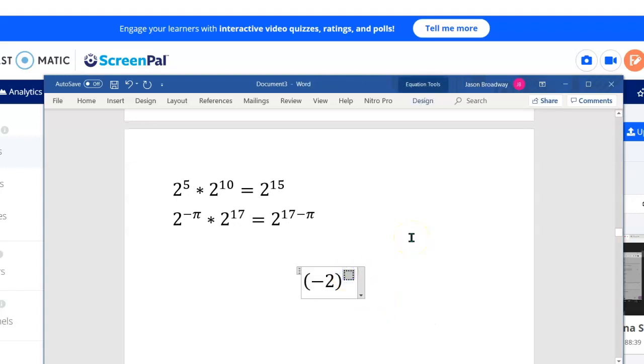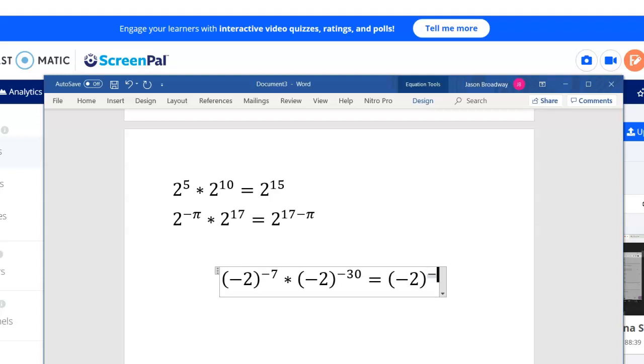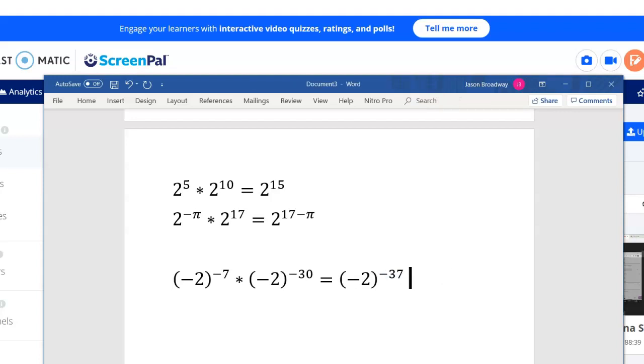Anyway, the point I was wanting to get at, we can't use negative pi, right? Don't go using negative pi, but you can use like negative integers, neg 2 to the negative 7 times neg 2 to the power of, let's say, negative 30. You could have done whatever, just so it was an integer. So that's going to be neg 2 to the power of neg 37. Yeah, that's fine.